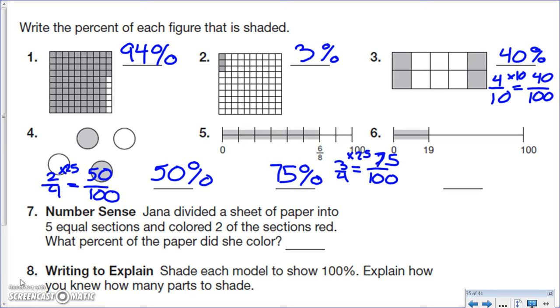For 6, they've already told us how far that dash is up the line. We know the end of the line is 100, and we know we're at 19 shaded up to, so that gives us 19%.